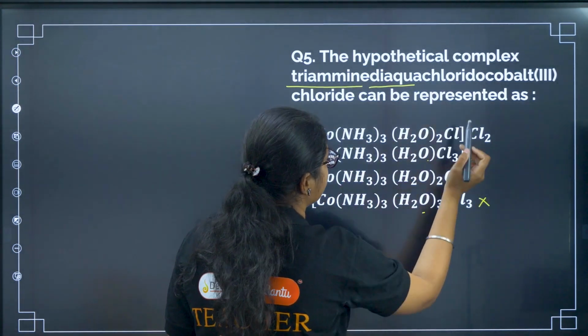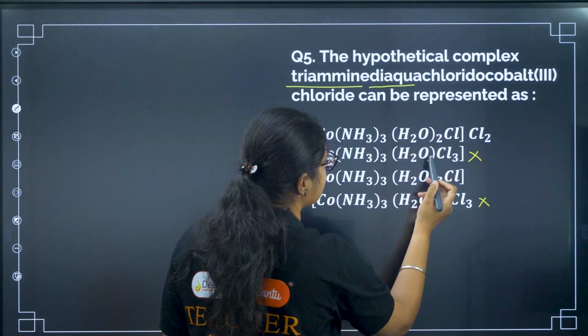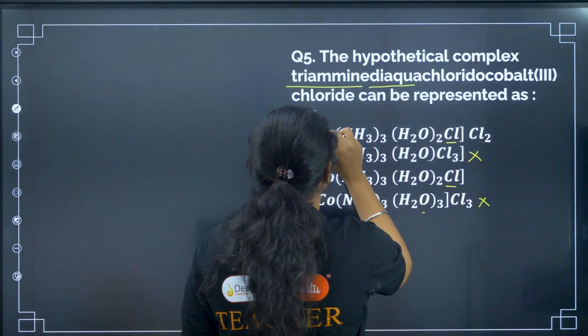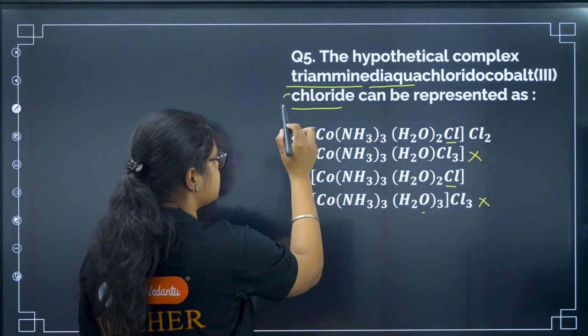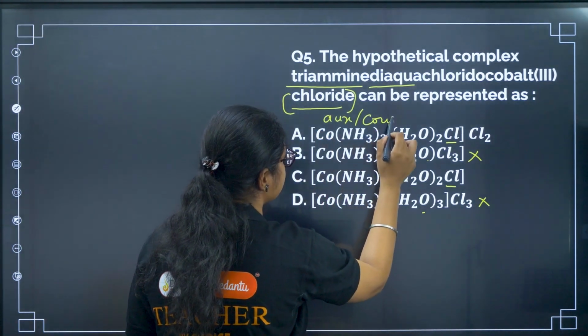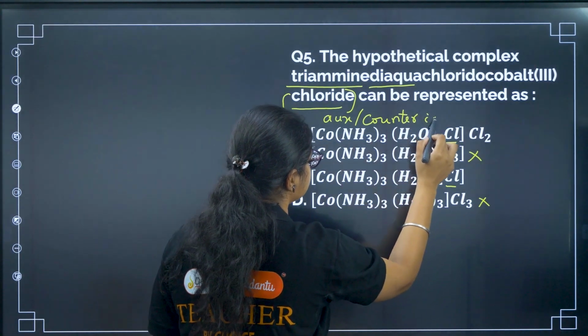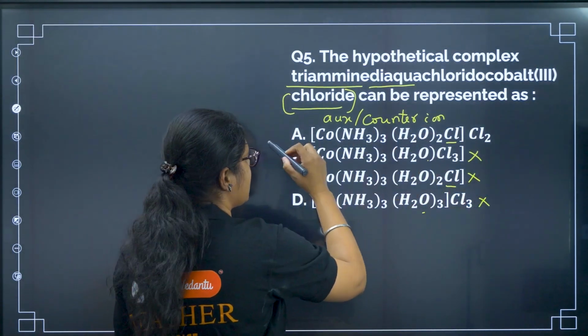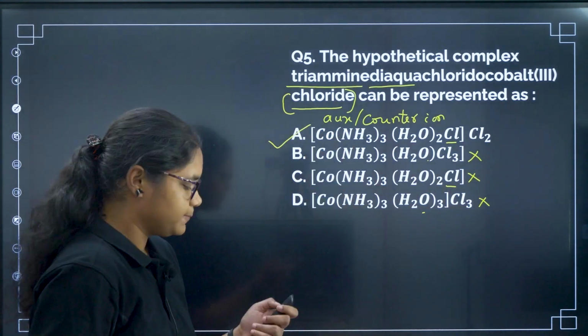Next we have chlorido. So you can see this option is having chloride, this also is having chloride. Now cobalt is 3, then chloride is present. When this chloride is present, this is an auxiliary ion, or you can say counter ion. Means it should be present outside the coordination sphere. But here we can see no chlorine outside. So the correct answer for this question is option A.